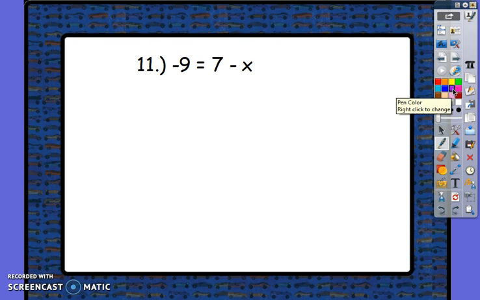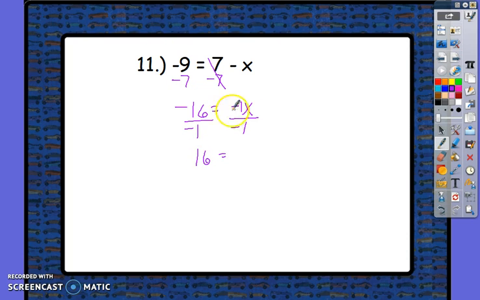Number 11. I have a negative x. I need to remove the constant, which is the 7. The 7 is positive, so I'm going to remove it by subtracting 7 on both sides. Negative 9 plus negative 7 is negative 16. 7 minus 7 is 0, so I'm left with the negative x. Now we do not want to leave our variable negative, so this is really a negative 1x. My variable is being multiplied by negative 1, so I'm going to divide both sides by negative 1. Negative 16 divided by negative 1 is a positive 16, and negative 1x divided by negative 1 cancels, and I'll be left with x.